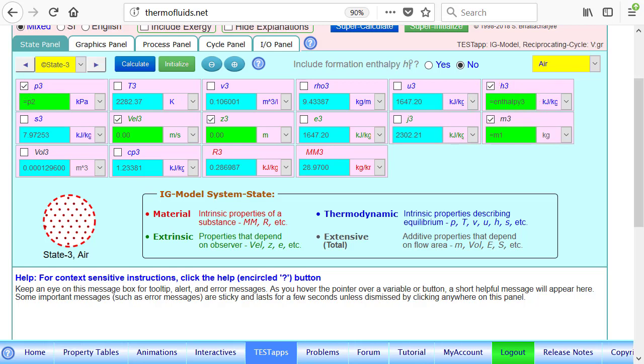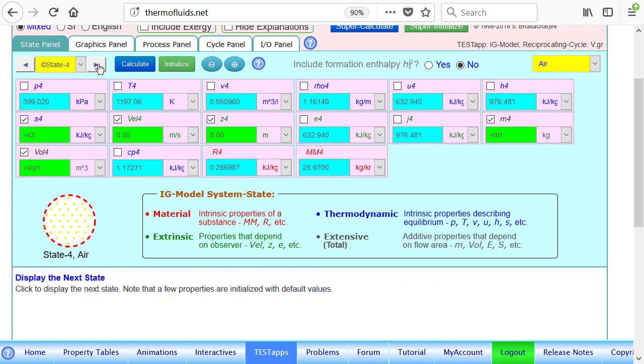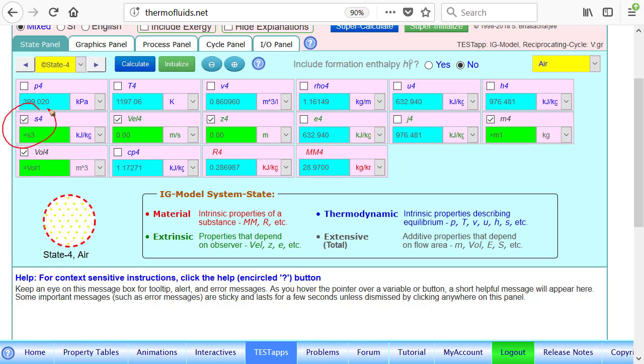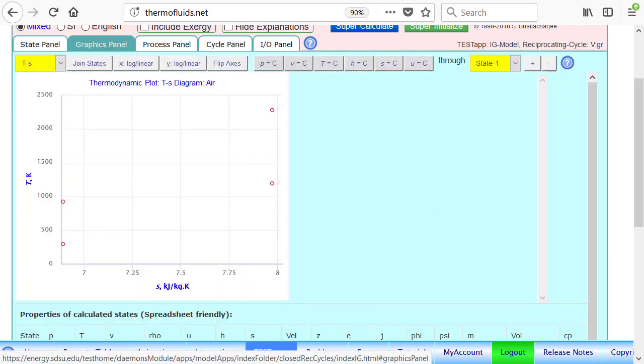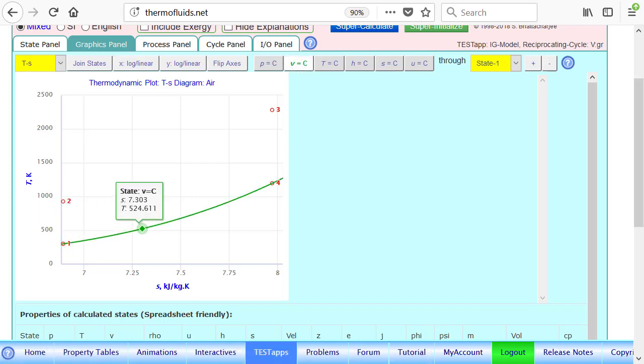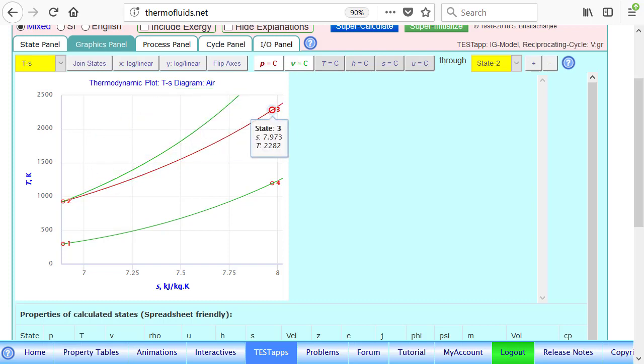Okay, so state 3 is found, and state 4 would be isentropic to state 3. So S4 must equal S3, and the cycle is complete. Volume 4 must be equal to volume 1, and of course mass is constant. Now that we have found all our states, in the graphics panel, we should recognize that the constant volume line passes through 1 and 4. And if I draw through state 2, it will be a constant pressure line connecting 2 and 3. A constant volume line would not go through 2 and 3, as you can see. And the constant volume line is steeper than the constant pressure line, as we all know.